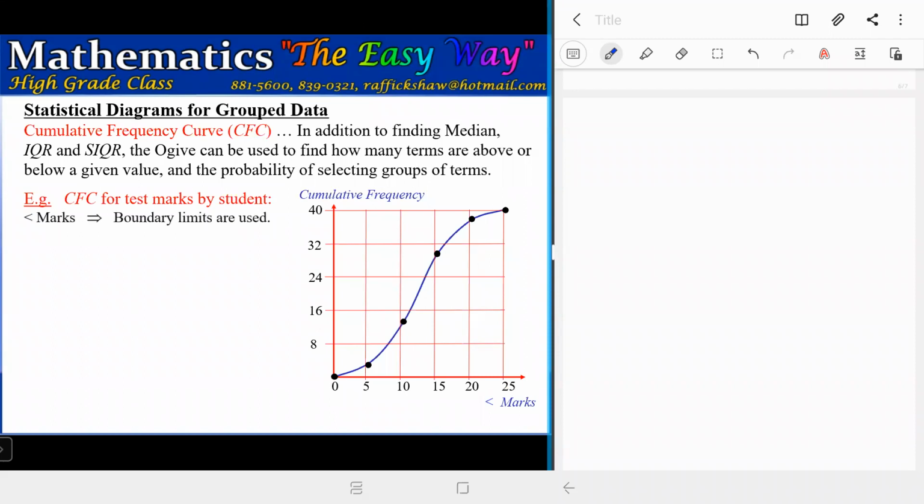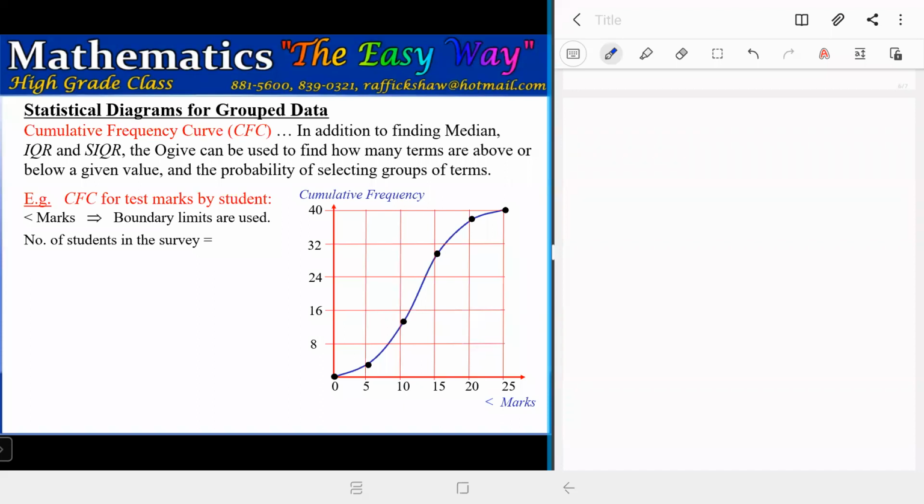Because I say less than marks, I know that I'm using the boundary values. All right, the boundary values I use. How many students in the survey? How many students did the test, based on this graph? 40, sir.